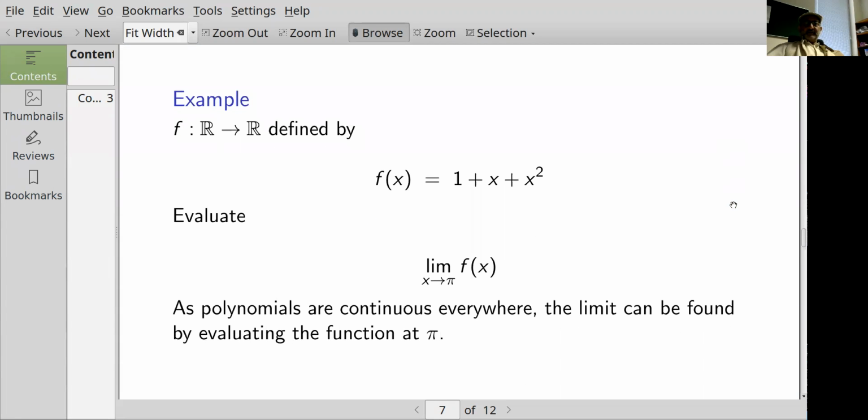Okay. So for example, we have a function reals to reals, right? The domain is the reals, the codomain is the reals. F of x is equal to 1 plus x squared. What kind of a function is it? Well, it falls in the class of polynomial functions. Polynomial functions are continuous everywhere, so we are asked, what is the limit as x goes to pi of this function? Well, it's just f of pi.